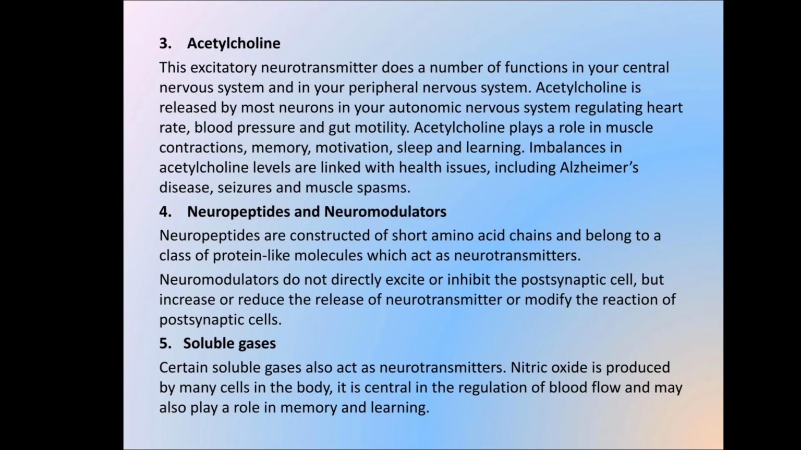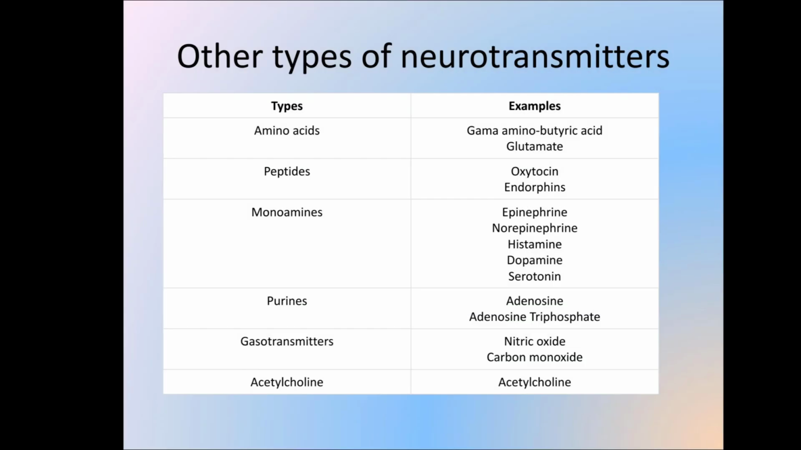Certain soluble gases also act as neurotransmitters. Nitric oxide is also present in many cells in the body. So these are some other types of neurotransmitters which you can see in the slide.